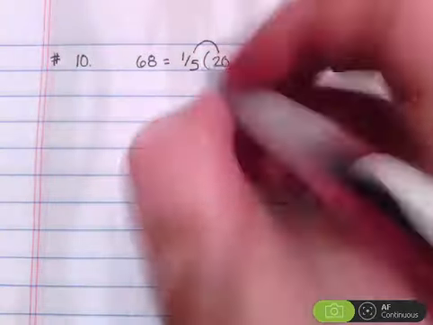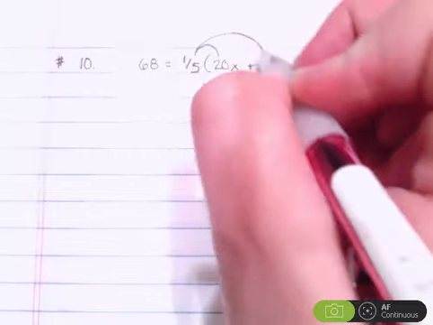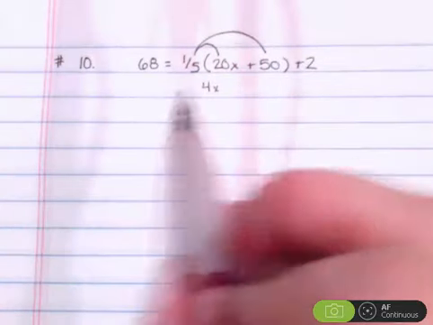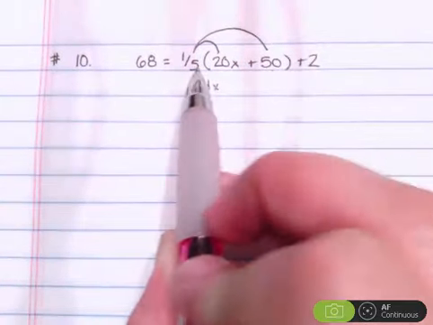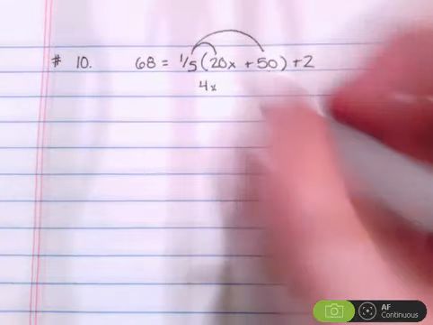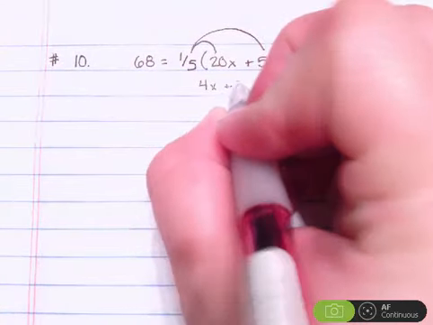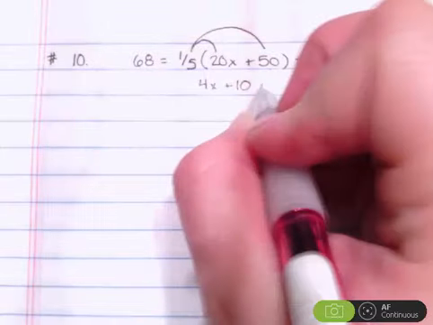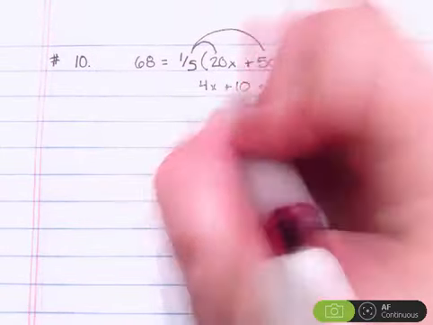So then we'll have 4x. Again, we're going to do the same thing, 1/5 times 50. And since it's a fraction, this is the same as saying 50 divided by 5. You can think of it that way also. So then we'll get plus 10. We still have this plus 2, so we're going to draw it down. And it's still equal to 68.